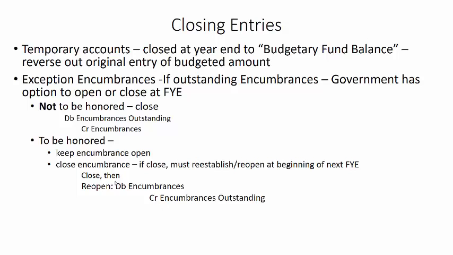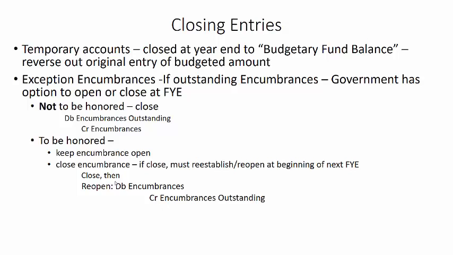All right, so if the outstanding encumbrances are not to be honored, in other words, the government is not going to honor those, we're going to close out any purchase orders, any contracts that have not been fulfilled by fiscal year end, we're going to just cancel them. All right, if that's the case, we're just going to close them. We're going to debit encumbrances outstanding and credit encumbrances. Just close them out. But if they are, based on the government's policies and procedures, going to be honored, we have two possible choices.